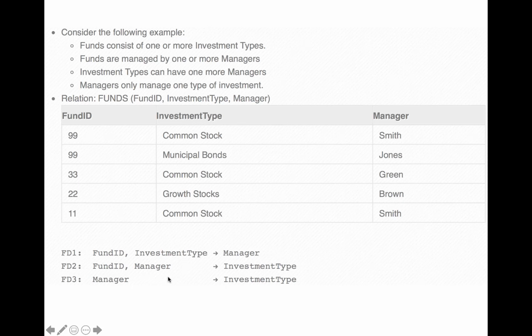The second functional dependency says that the fund ID and the manager determine the investment type. If the fund ID is 99 and Smith is the manager, I'm sure that the investment type is common stock. Why? Because the manager determines the investment type. If I know the manager, I definitely know what the investment type is because Smith only manages common stock. But if I know common stock, I cannot know the manager, right? Because common stock could also have Green as manager. So these are the functional dependencies that we have.